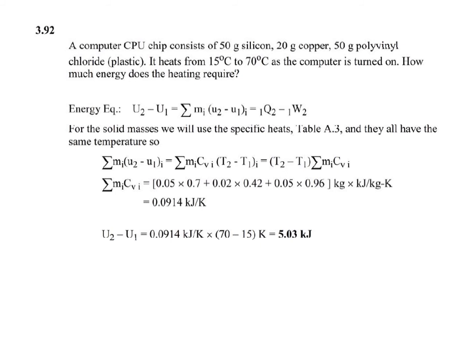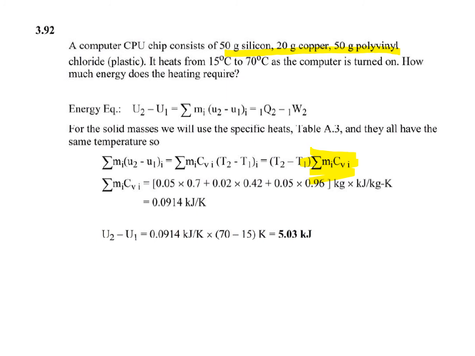But there's another catch over here: we have different materials, that is silicon, copper and polyvinyl chloride, with different amounts of mass. They are combined to make the chip. Now if we had only one material like silicon, then we would simply go to the tables and find the Cv of silicon and use it. However, since there are three different materials, now we have to sum up the mass and Cv of the respective products.